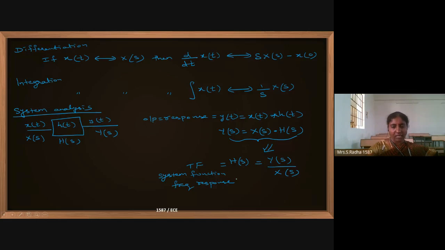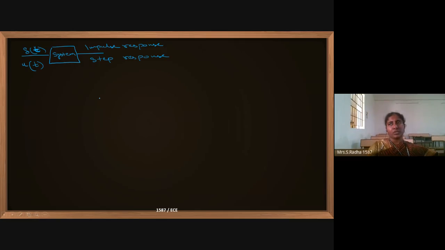Okay, and if you see, if input is del of n, impulse signal, output is called impulse response. This is the system. Input is impulse signal means output is called impulse response. If input is, sorry, del of t, I have to take continuous time domain. If input is step signal, output is called step response. Output name is step response if input is step signal.